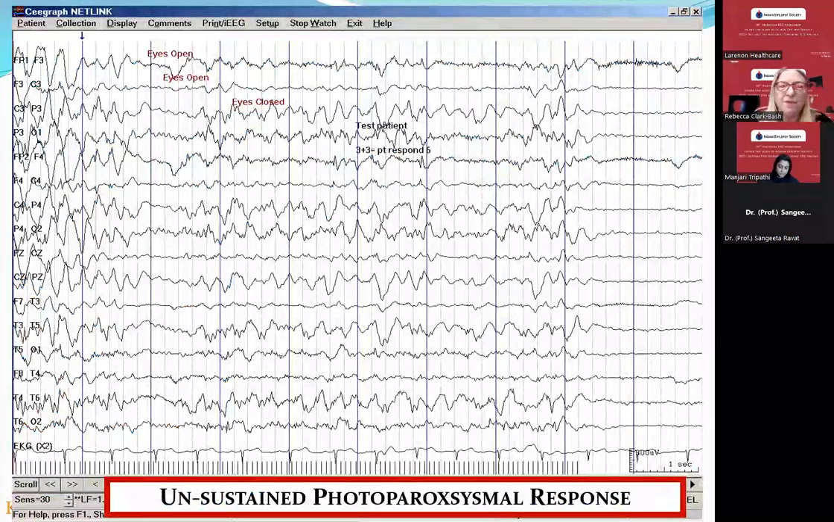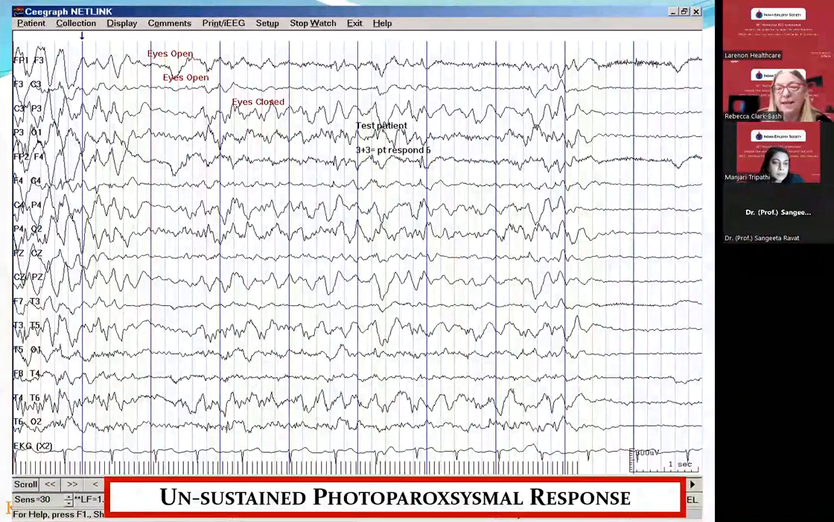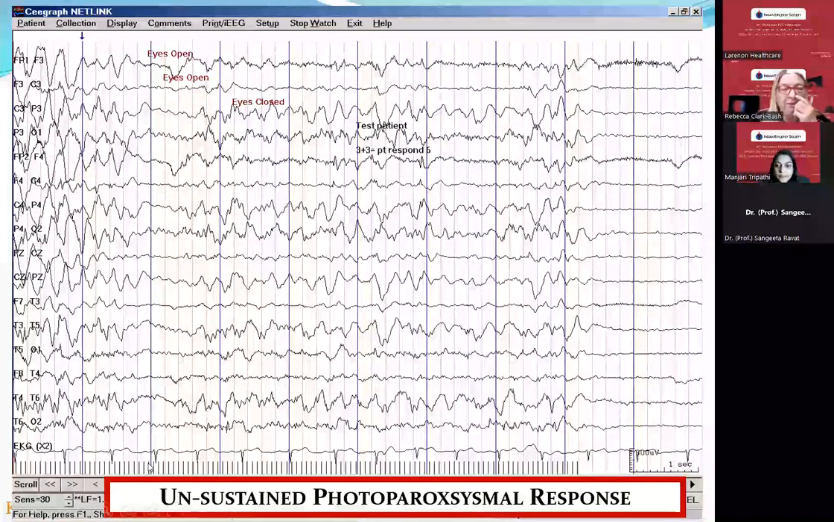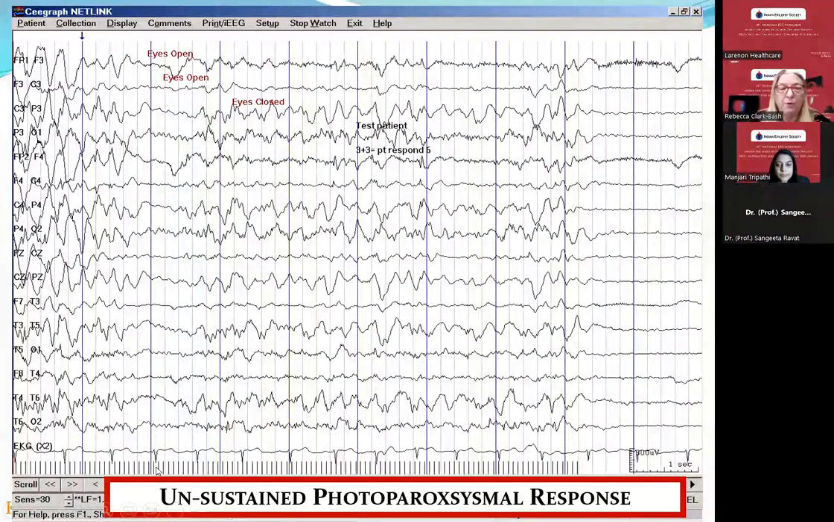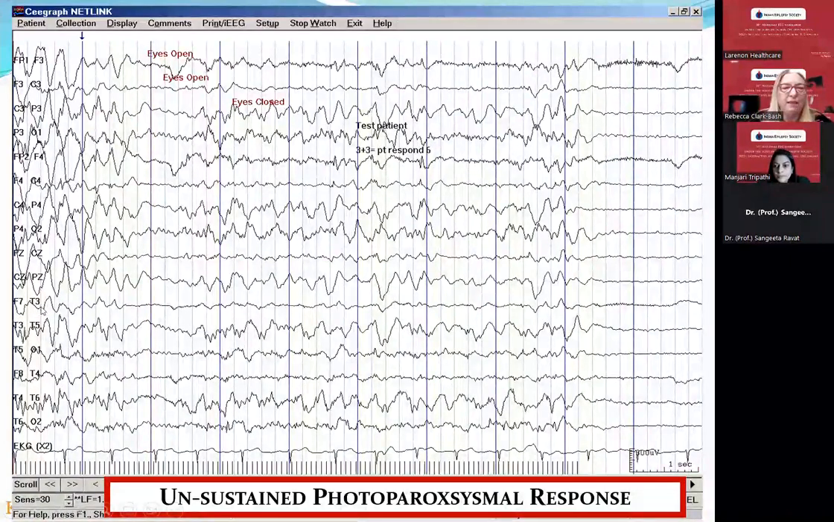Okay, so the first thing I want you to know about this example is this is not an EEG I collected. Everything I've shown you so far, I personally collected those EEGs. This is a sample I got from a friend of mine. First of all, we're 10 seconds across the screen. We're left over right double banana. And they are in the middle of doing a faster frequency photic stim.